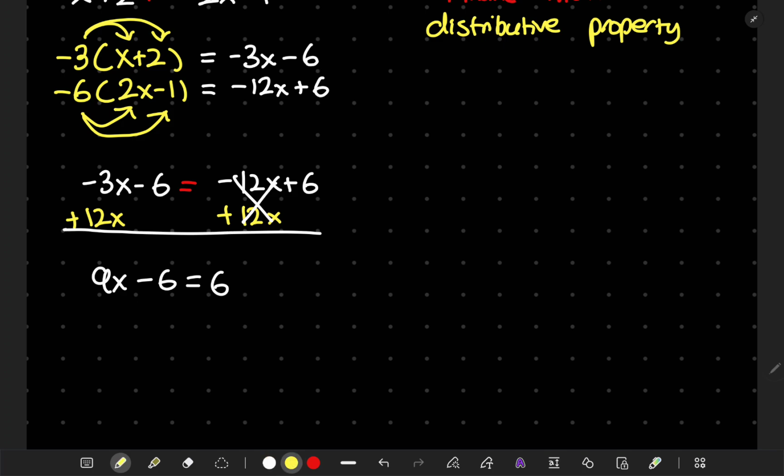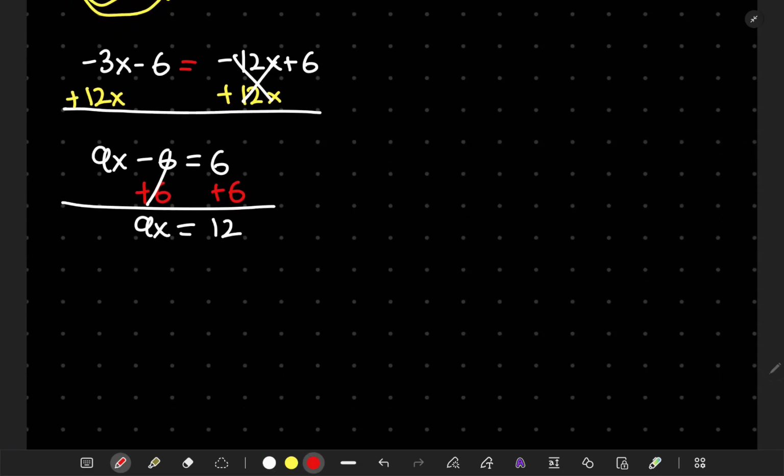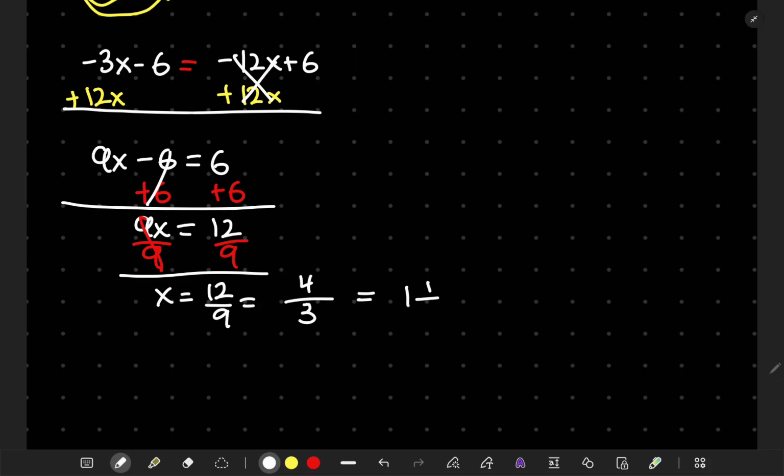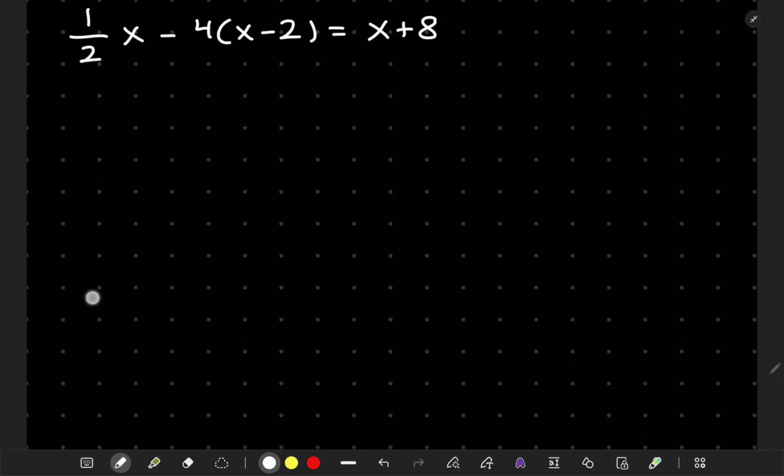Going back to two-step, I get rid of the negative 6 right here. It's subtraction, so I do addition to both sides. This leaves me with 9x equals 12. What that does is I divide both sides by 9, getting rid of it because of multiplication, leaving me with 12 over 9, which is equivalent to 4 over 3, or 1 1/3, or if you really want it as a decimal, 1.3 repeated.